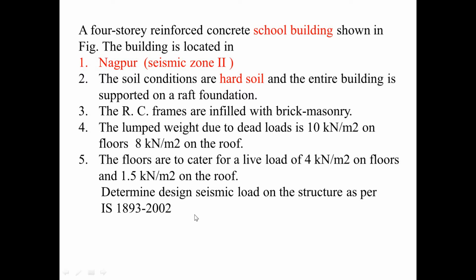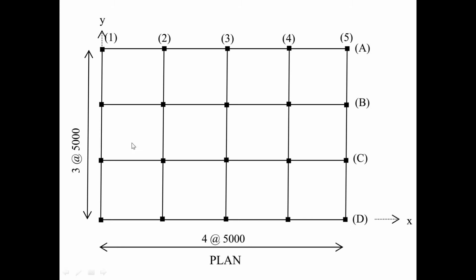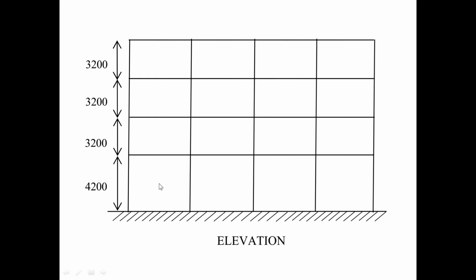So let us see the diagram which is given. This is along the x-axis and along the y-axis. This is the plan of the structure. There are 5 bays along x and 4 bays along the y-axis, and the dimension is also given, 5 meter on each side. Next is the elevation, where the overall height of the building is given. So we have to consider both plan and elevation in our analytical procedure.